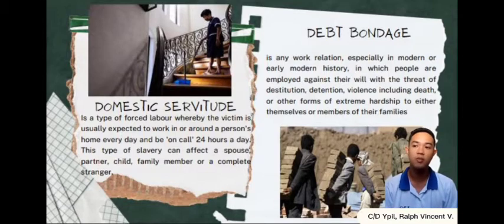The next is domestic servitude. This is a type of forced labor whereby the victim is usually expected to work in and around a person's home, every day, and be on call 24 hours a day. This type of slavery can affect a spouse, partner, child, family member, or complete stranger.